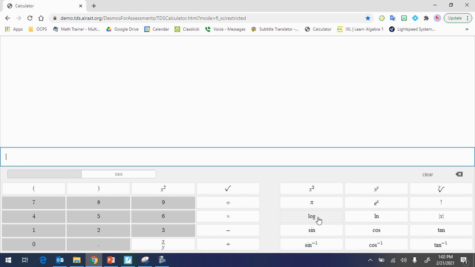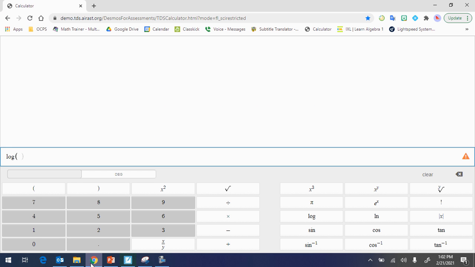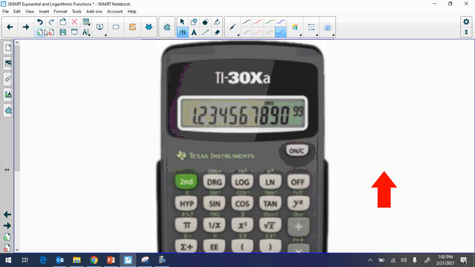So I'm going to use my online calculator, which is here, and you can see there's a log button right there. So log, I can actually also just type it in, and it's 0.01. So I just am going to type in 0.01, close my parenthesis, and you can see over here, the answer is -2. So that's my evaluation.